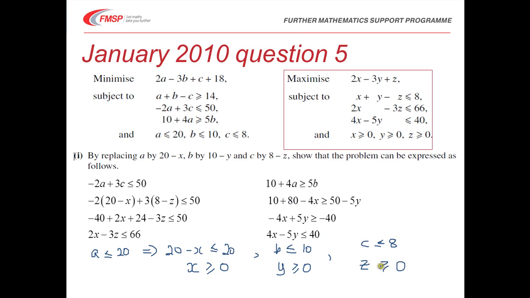Now, as I say, there were only 3 marks for this part. So you got 1 mark for converting the objective function, 1 mark for converting these constraints, and 1 mark for the trivial constraints.